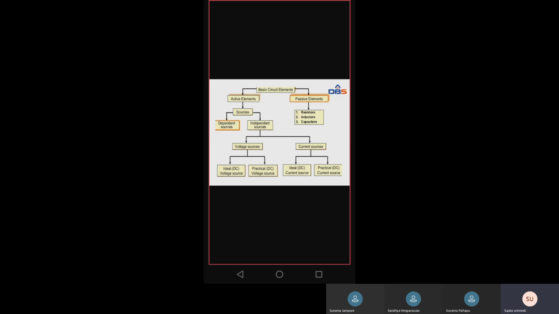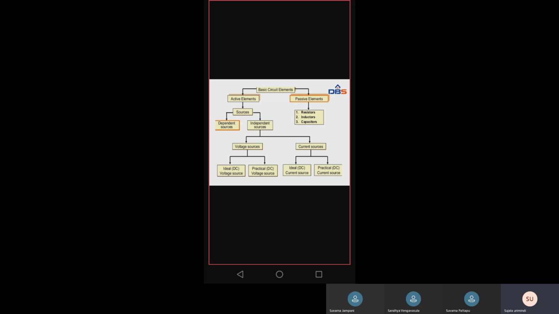When one source depends on another, it is called a dependent source. When one source does not depend upon another source, that type of element is nothing but an independent source. So basically, these sources are further classified as the voltage source and the current source.